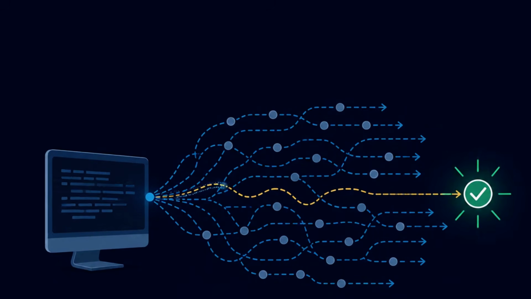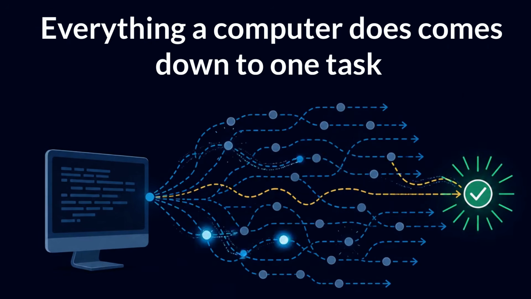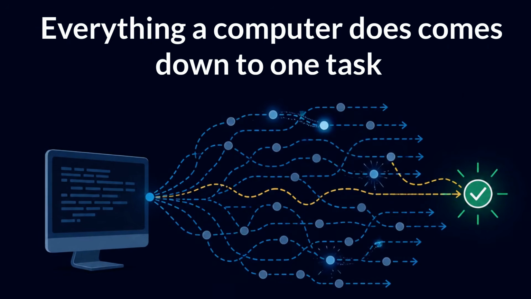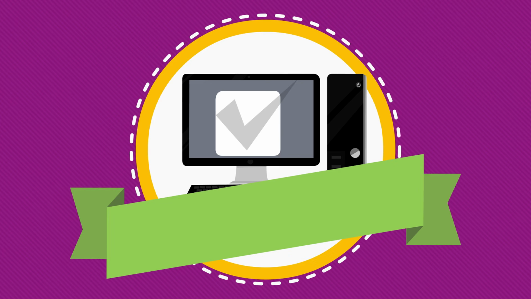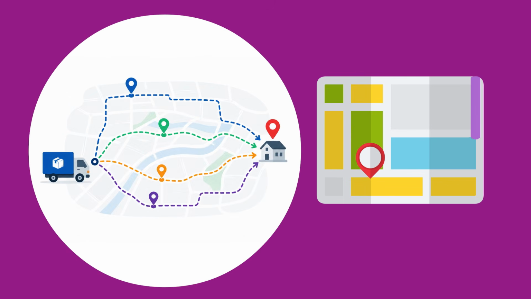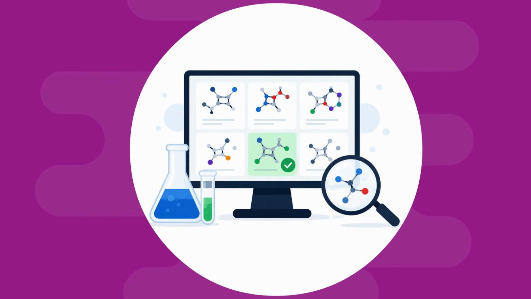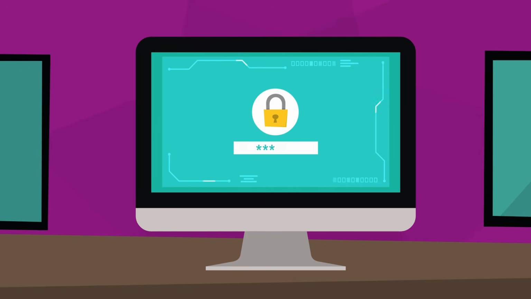At a basic level, almost everything a computer does comes down to one task: exploring a large number of possibilities and finding the right one. Planning delivery routes means trying different paths. Designing a drug means testing different molecules. Cracking encryption means checking different keys. It all works the same way.